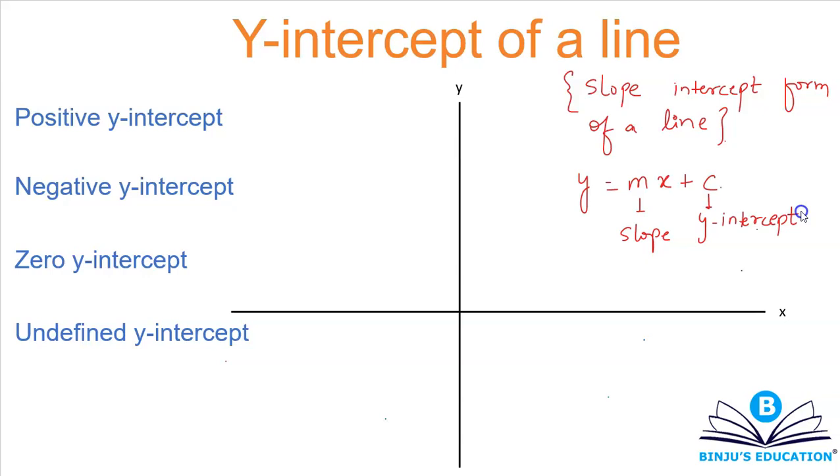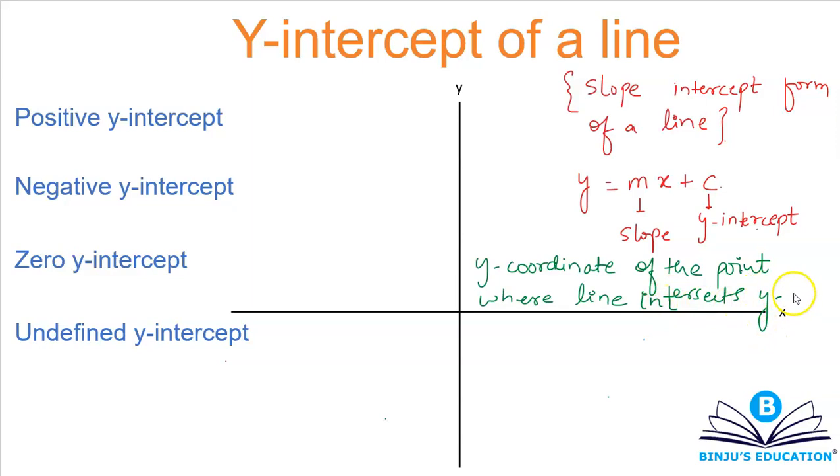Now first of all, what is the y-intercept? Let me explain this in a layman's language. When you talk about y-intercept, what is y-intercept? Y-intercept in simple terms can be simply written as the y-coordinate of the point where the line intersects the y-axis. It's simply the y-coordinate of the point where the line intersects the y-axis.